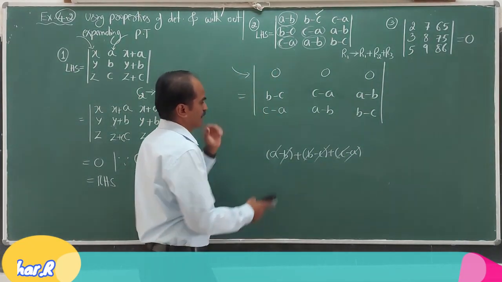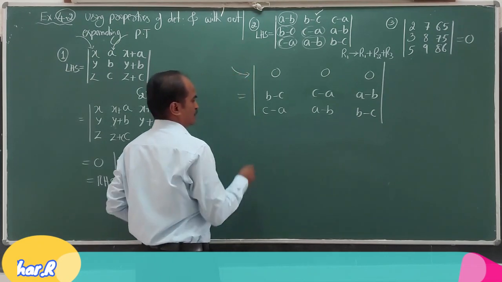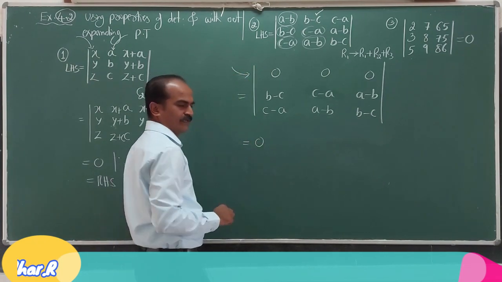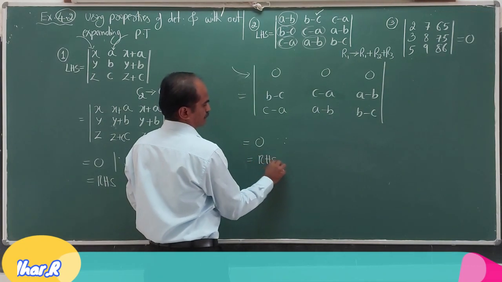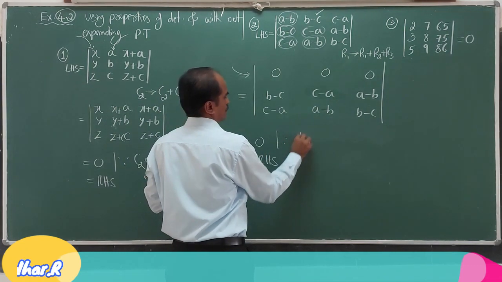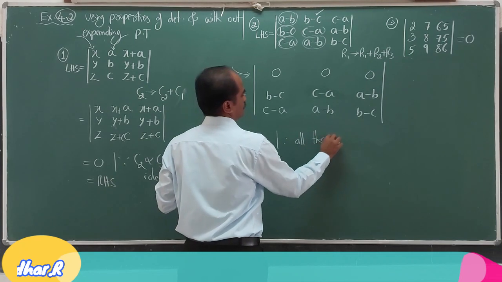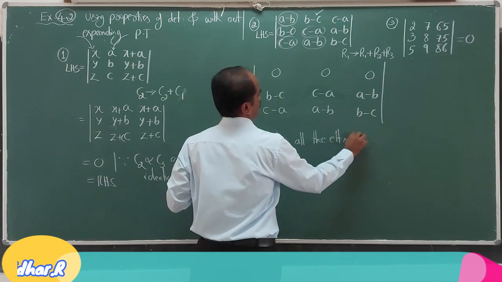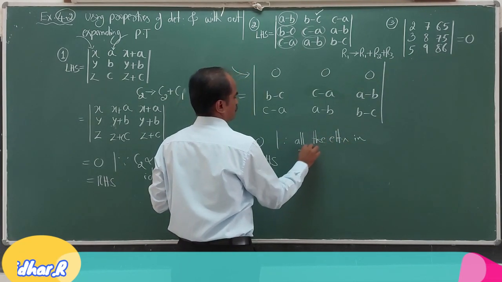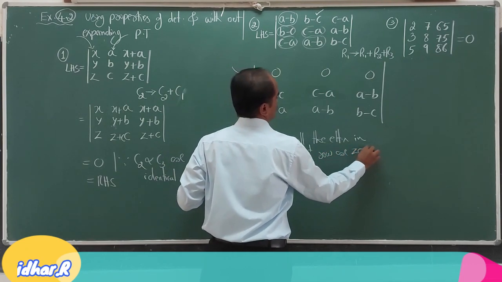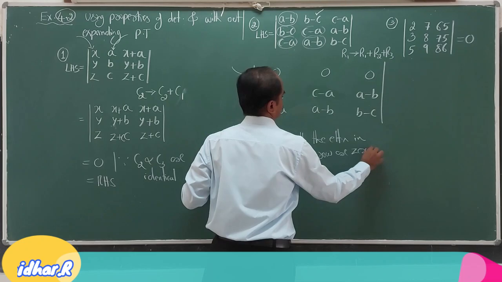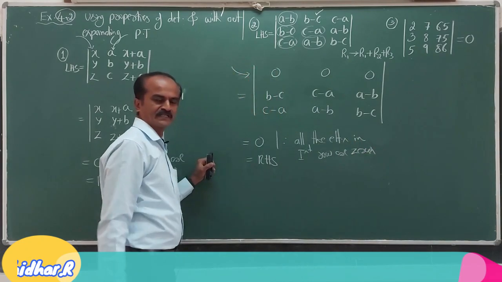As all the elements in the first row are zeros, we can write straight away it is equal to 0, because all the elements in first row are zeros. That completes the example.